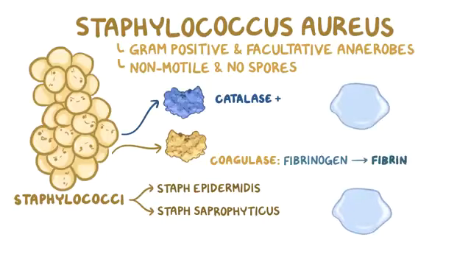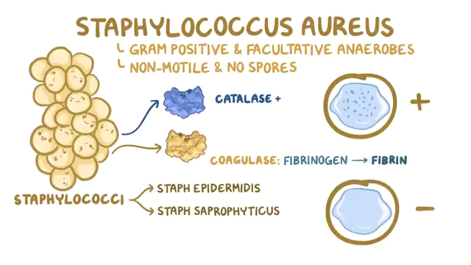So let's say that we stir up some Staph aureus bacteria in a liquid emulsion, and then add a few drops of plasma, which contains fibrinogen. The coagulase positive Staph aureus will convert the soluble fibrinogen to sticky fibrin, which then visibly clumps up, whereas coagulase negative bacteria won't.